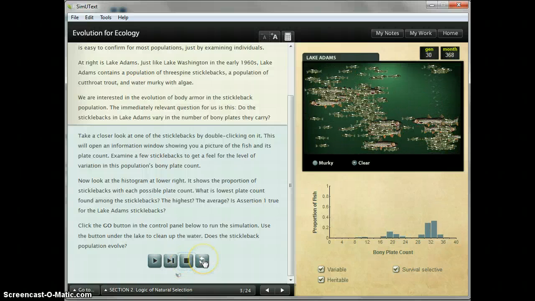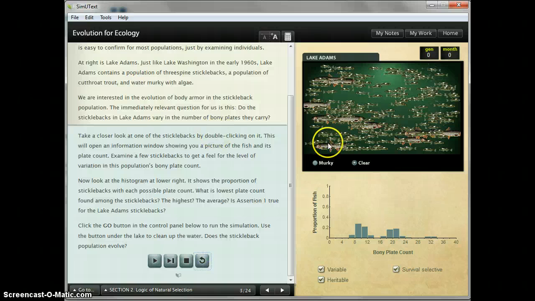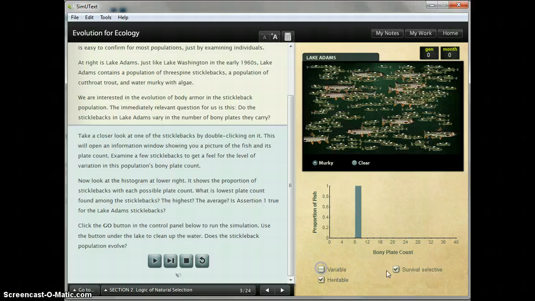Now, we have three different assumptions that we make when we look at the process of natural selection. One of them is that the population is variable. And you'll notice that when we started, there were different numbers of bony plates. We can eliminate that as an assumption, and we can see what happens if the population is not variable. So in this case, we're starting with every individual having the same number of bony plates.